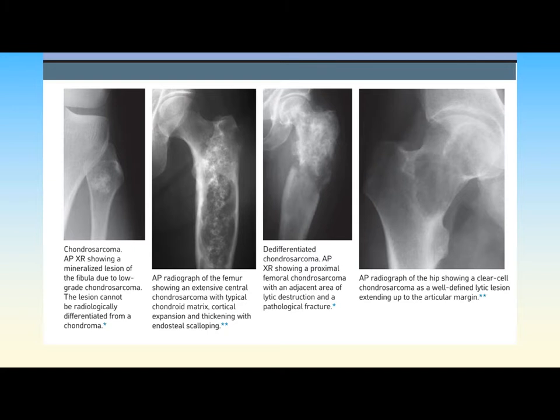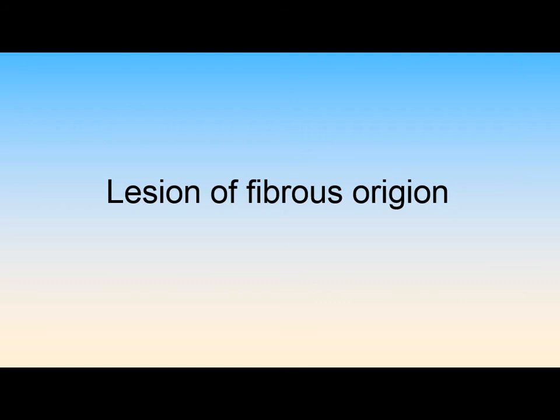Okay. This is a different type of it. This is what we see. You can see the endosteal scalloping, the bony expansion, the rings and arcs, the large size and pathological fracture. And of course, if there was a CT or MRI, you'll see the soft tissue component.